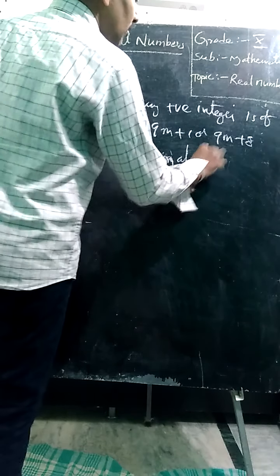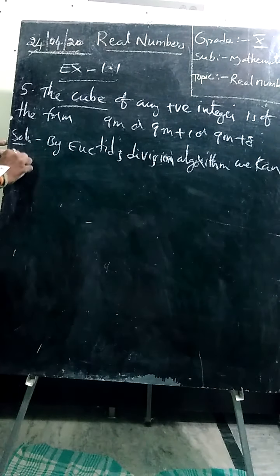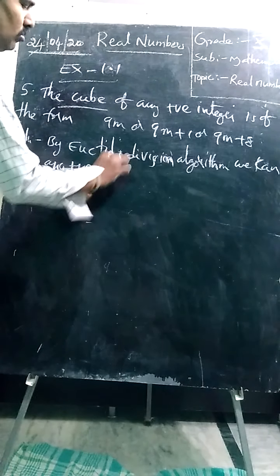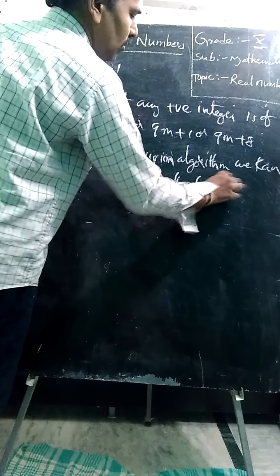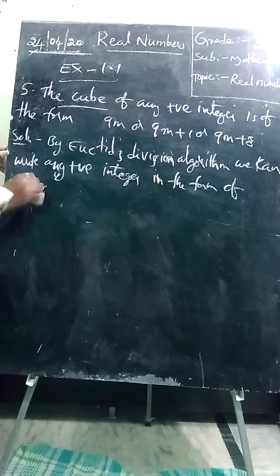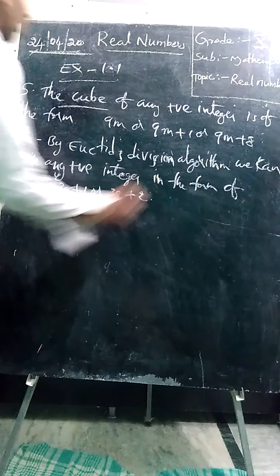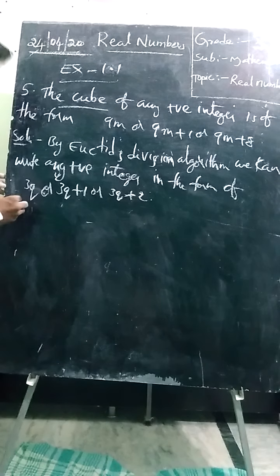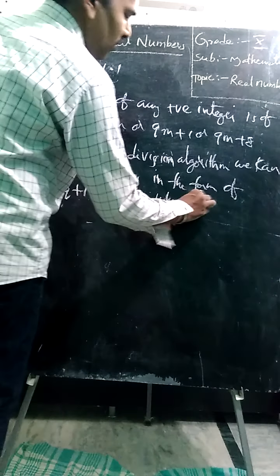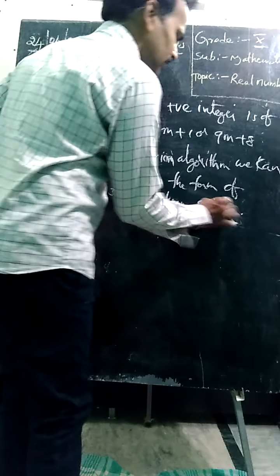we can write any positive integer in the form of 3q or 3q plus 1 or 3q plus 2. Here also we are proving 9, which is a multiple of 3. That is why we are taking the 3q form. Same process, students, where q is an integer. Z means integer. q is an integer.